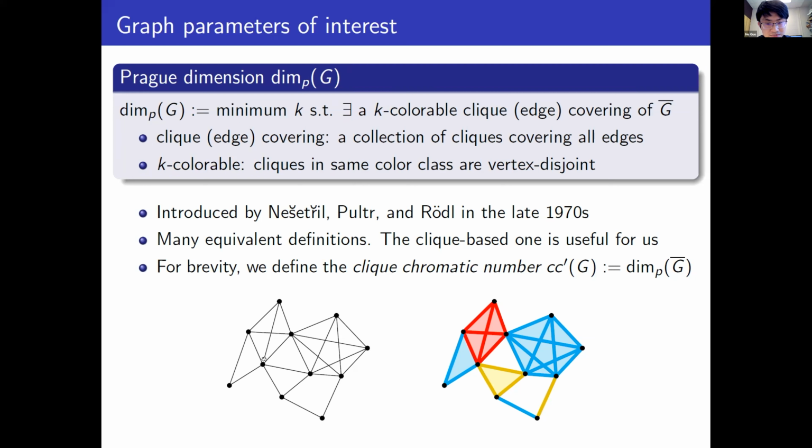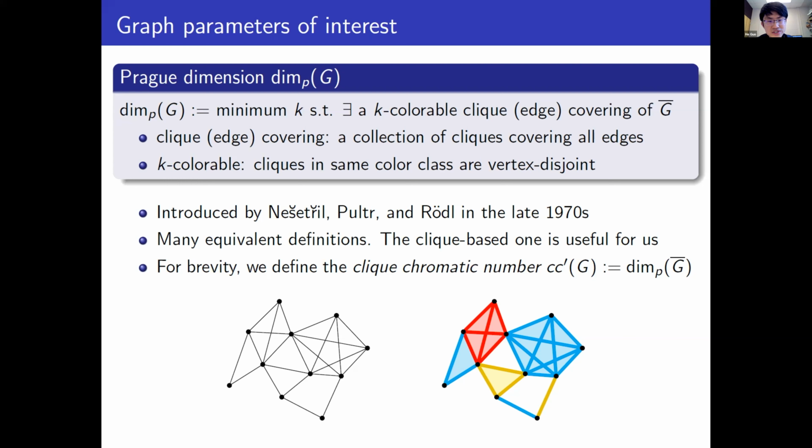For example, if you have this graph, as you can see, these cliques make a clique covering because they cover all the edges of the graph. And what does it mean for the clique covering to be k-colorable? A clique covering is k-colorable means that the cliques in the same color class are vertex disjoint. So if you have a clique covering, we need to give the cliques different colors so that the cliques in the same color class are vertex disjoint. For example, for those cliques, we give them some colors, red, blue, and yellow, and you can see that the cliques in the same color class are vertex disjoint. And actually these three cliques must receive different colors because they share this vertex, so they need to be colored by different colors.